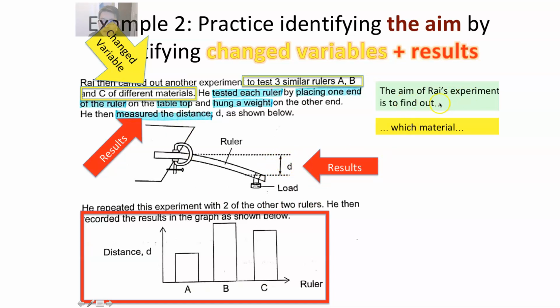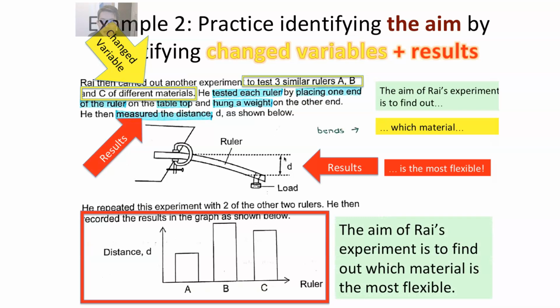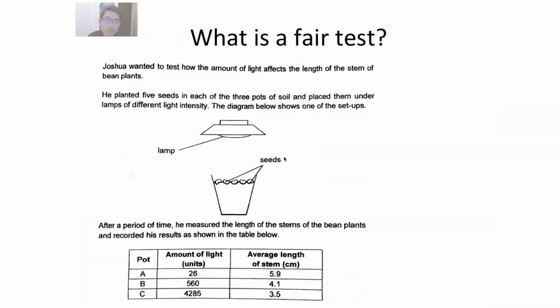So he wants to find out which material can do what. What does this tell him? Which material can bend the most. And bending tells us this property that Raj is trying to investigate is the flexibility of the material. So which material is the most flexible? If the question is, what is the aim of Raj's experiment? You will write down, the aim of Raj's experiment is to find out which material is the most flexible.